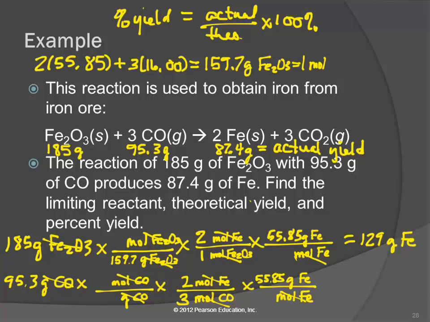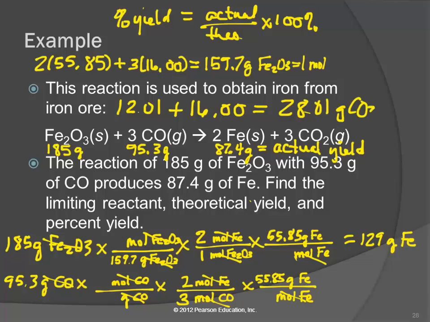And then that first term, we need the molar mass of carbon monoxide. I'm going to squeeze that in here, 12.01 plus 16, which should be 28.01. That is 1 mole. So 28.01 grams per mole. And then we're ready to calculate again.